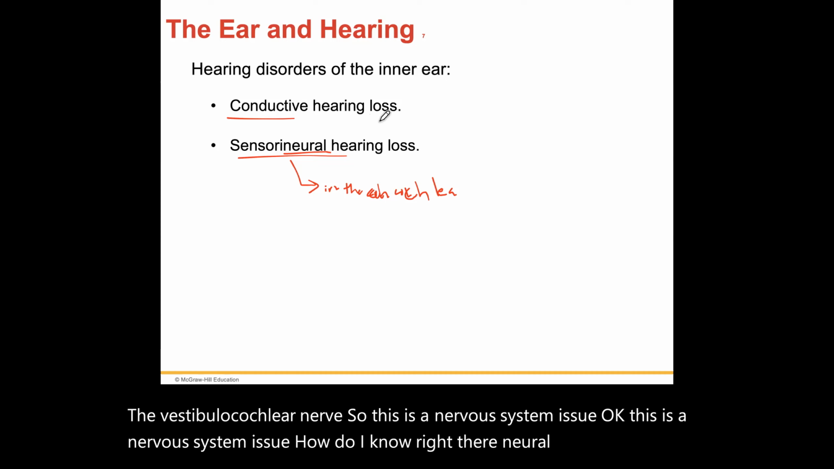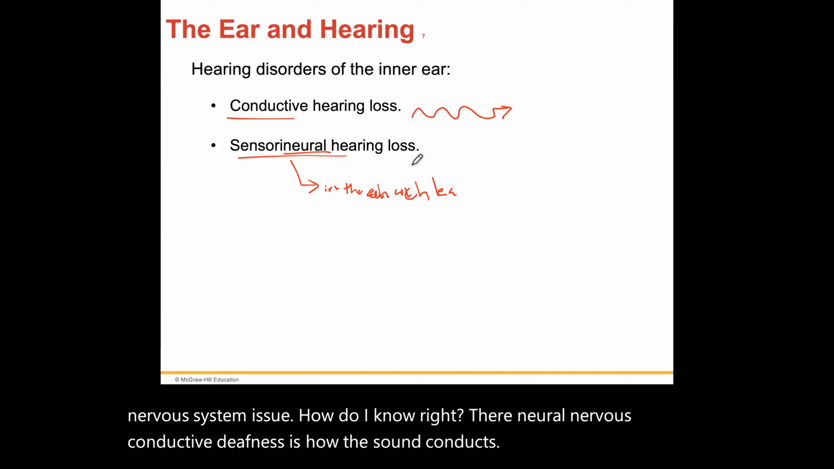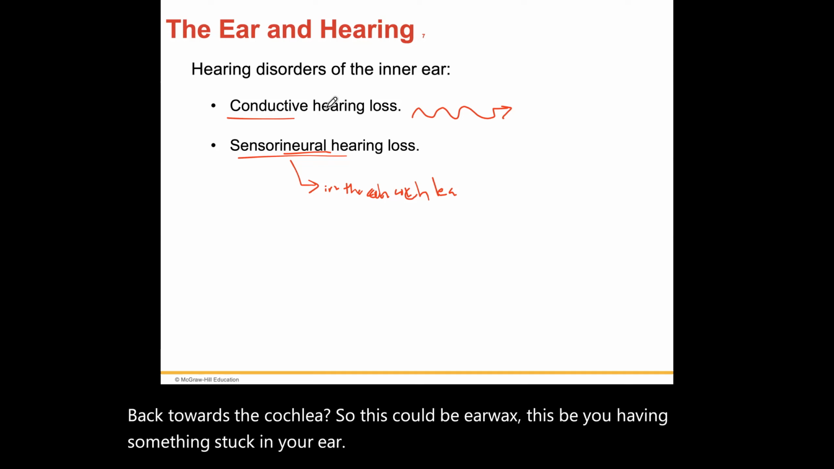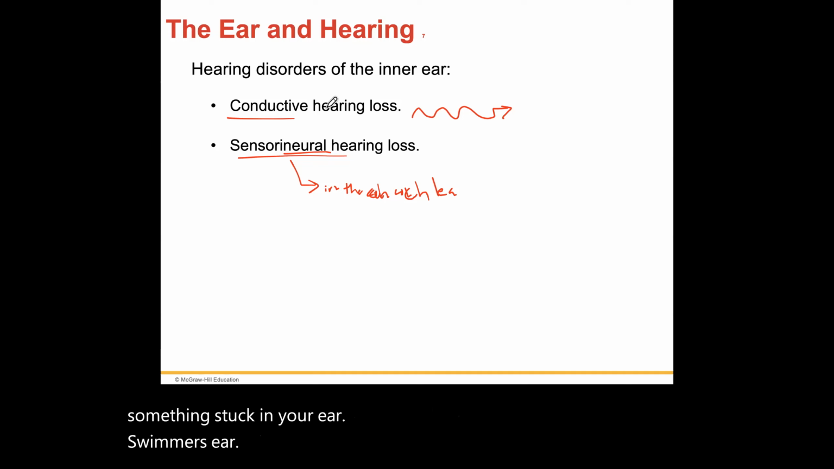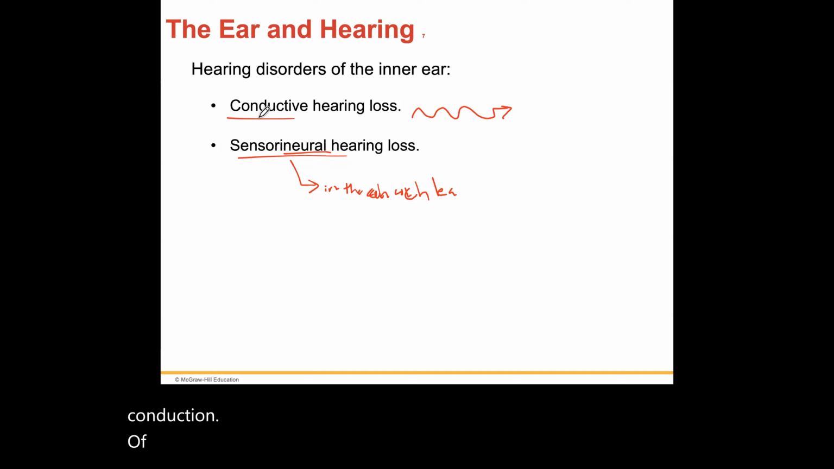Conductive deafness is about how the sound conducts back towards the cochlea. So this could be earwax, or you having something stuck in your ear, swimmer's ear, otosclerosis. This conductive hearing loss is something that interferes with the conduction of sound waves towards the cochlea. And that's all I would ask.